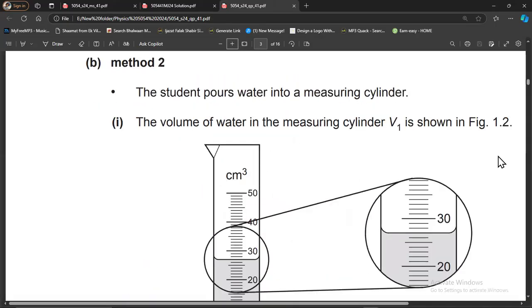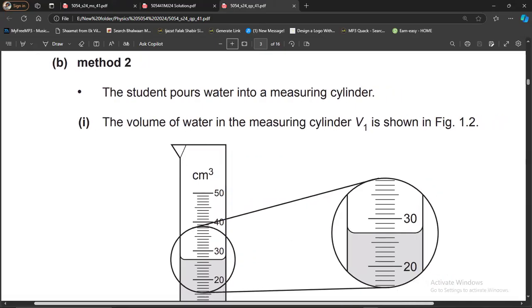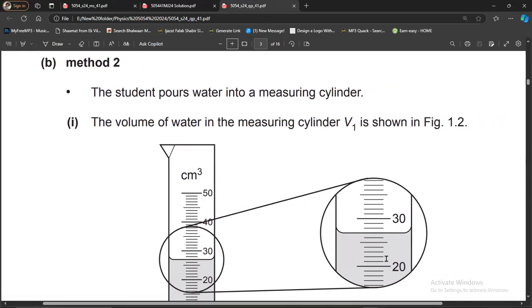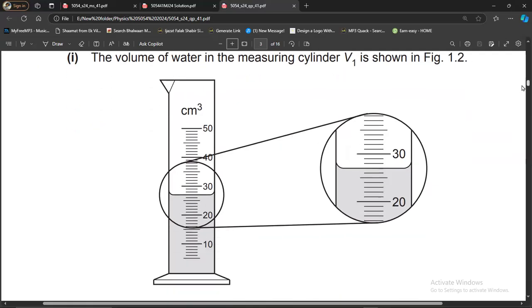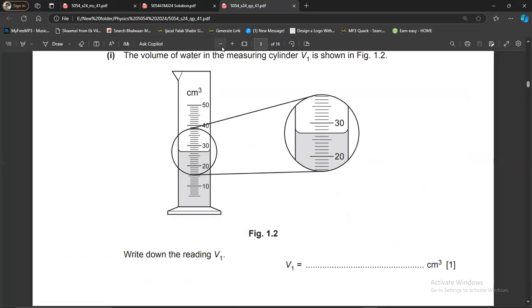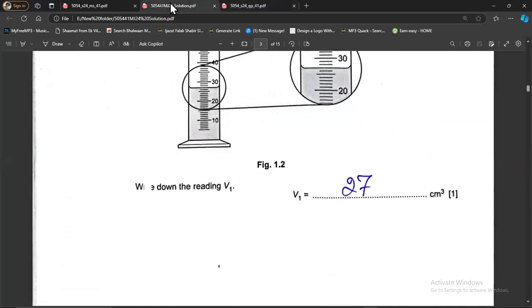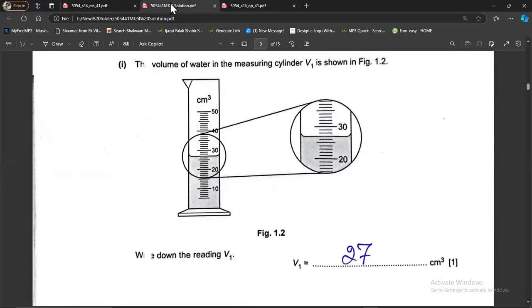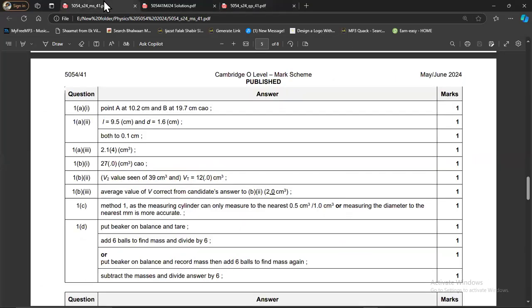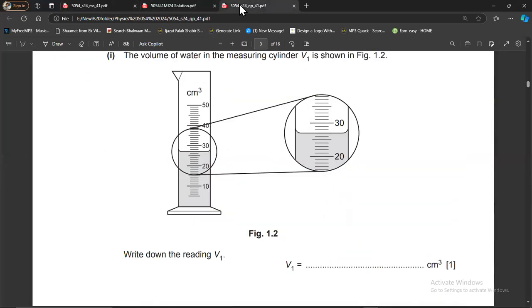You can see here the volume is how much? This is 21, 22, 23, 24, 25, 26, 27. So the reading when there is no marble in the measuring cylinder is 27. Let me call it V1. Write down the reading of V1. So the V1 reading will be 27 centimeter cubed. The answer is showing up on your screen. Let's check from the marking scheme. The marking scheme also says 27. So this is how you write it.